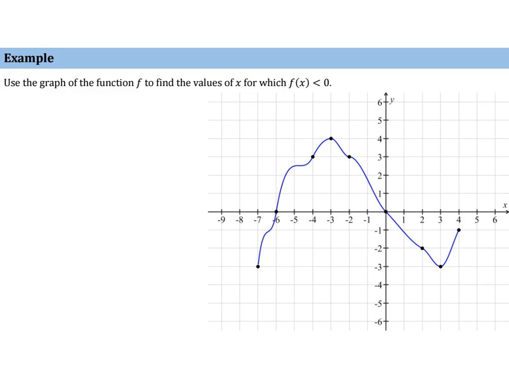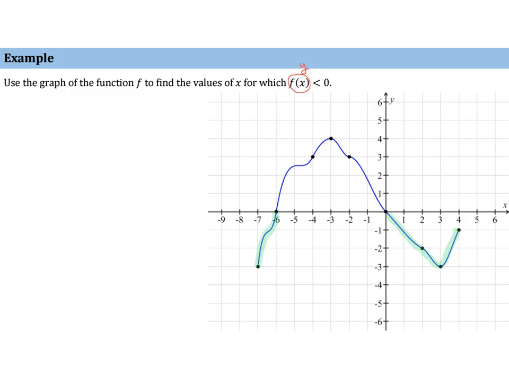Now, where are the values where f of x is less than 0? So we want to know where the output y is less than 0. So let's take a look at this by maybe shading our function there. So where is y less than 0? So we can see that our y values for these points will all be less than 0. Likewise, anything over here.